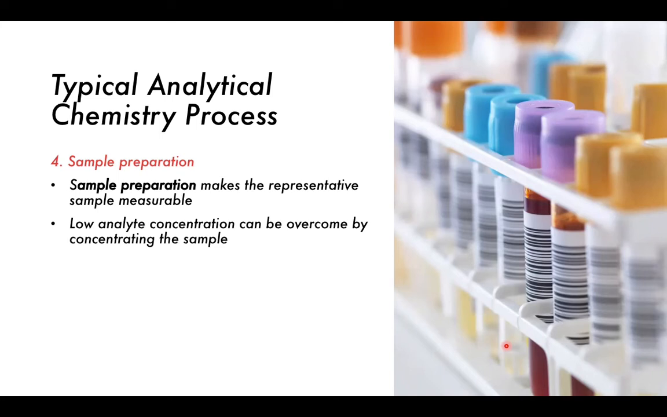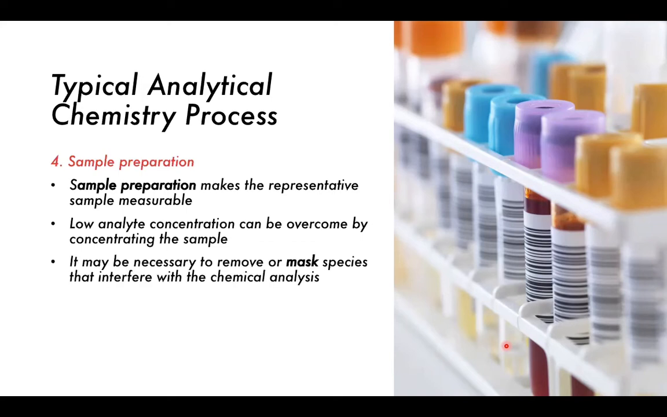Low analyte concentration can be overcome by concentrating the sample. For example, if we know that we have an analyte in our sample, but our detector cannot detect it, our machine is not capable of getting it, we can overcome this by concentrating the sample. As long as we know what we're doing and the procedures that we're undertaking, that can be an okay change to make.